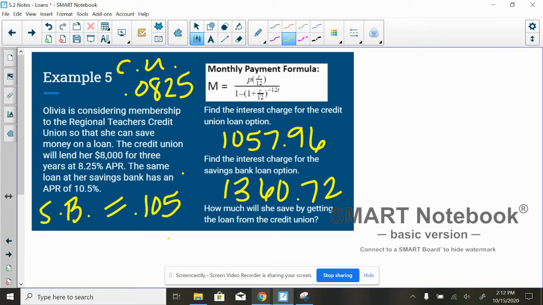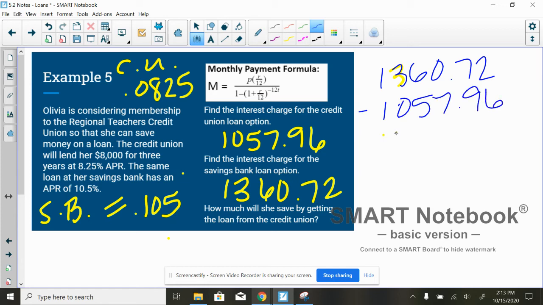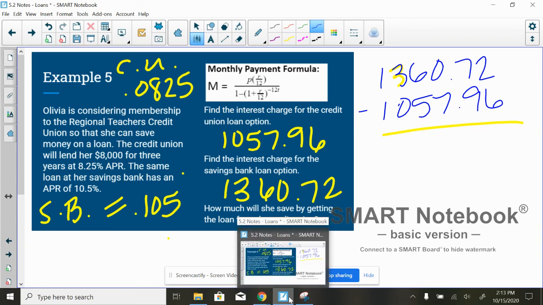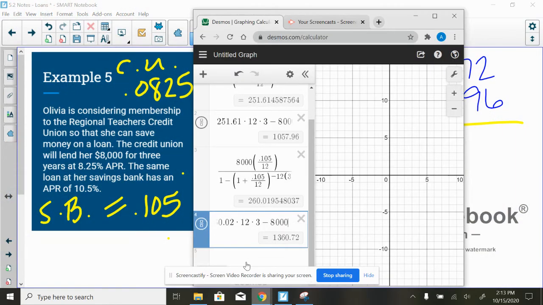Okay. The question at the bottom says, how much will she save by getting a loan from the credit union? So really all I'm going to do with this one, and I'm going to just write it down up here, we're going to take $1,360.72 and we are going to subtract the other amount, $1,057.96. That's going to be the difference, how much she actually saves.